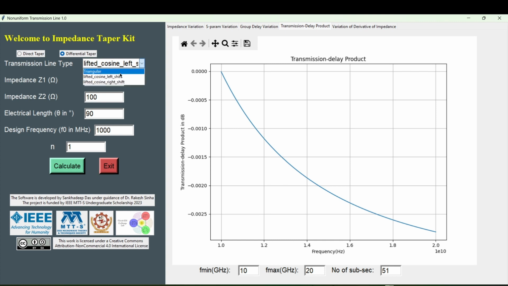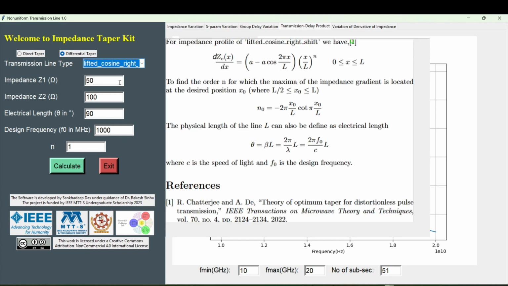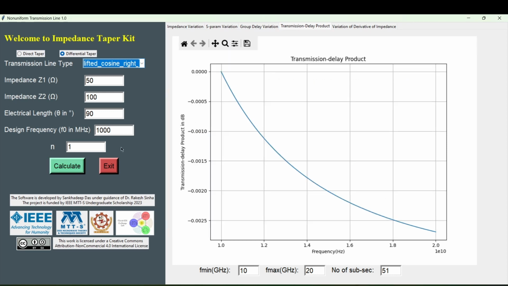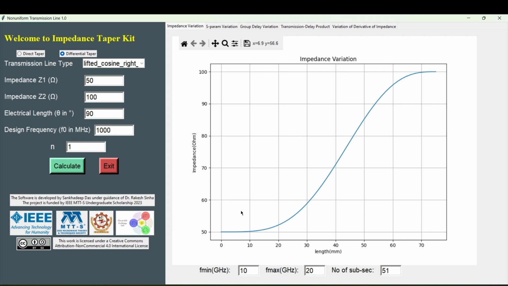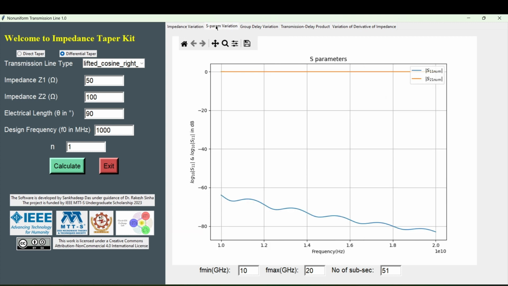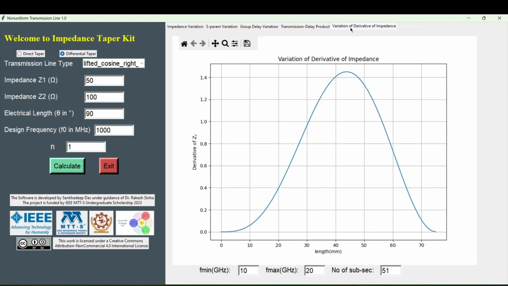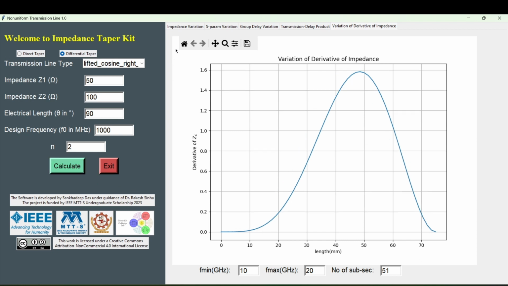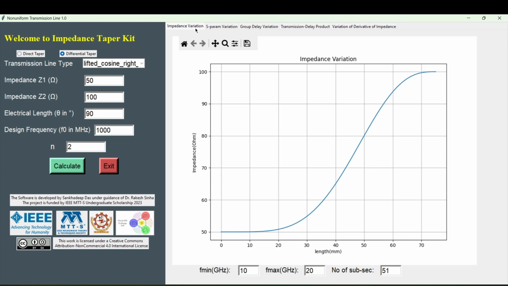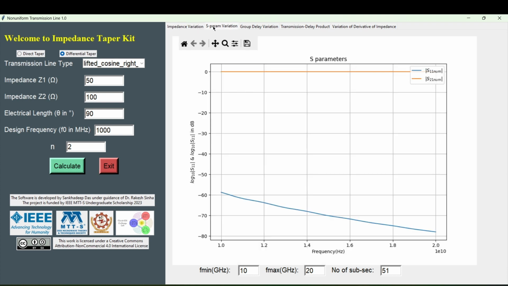Similarly, we have the lifted cosine right shift. This is the impedance variation. This is the S parameter variation, group delay variation, transmission delay product, and the variation of derivative of impedance. We can change this also. So the new impedance variation with this, and S parameter variation with this.